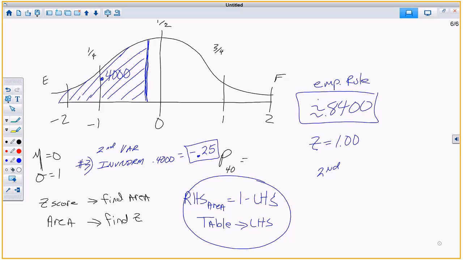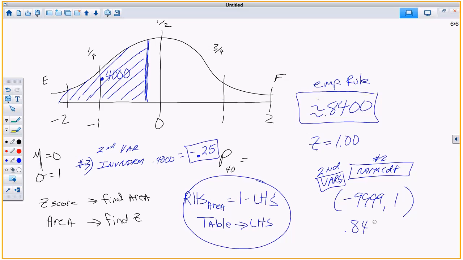Okay, so somebody type in second, and I think it's normal CDF, second bars. What number is normal CDF? Number 2. And then we're going to type in negative infinity, negative 9999, to 1. And what do you get? 0.8413. That's it. So it's normal CDF. 0.8413.